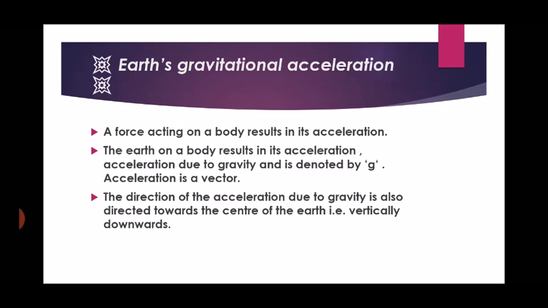The gravitational force on any object due to the earth is directed towards the center of the earth, and the direction of the acceleration due to gravity is also directed towards the center of the earth, that is, vertically downwards. And this earth's gravitational acceleration, the g value, is 9.8 meter per second square.